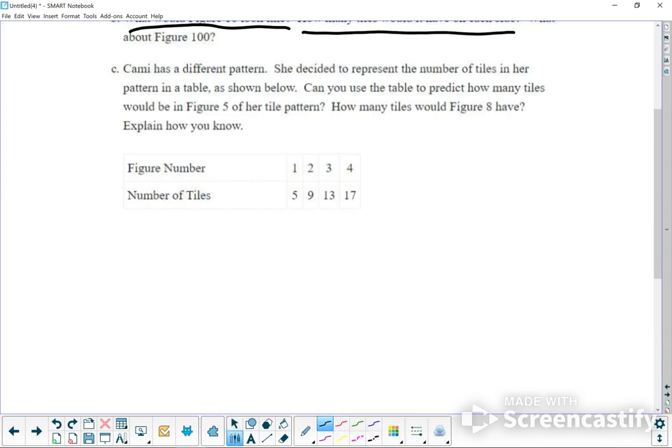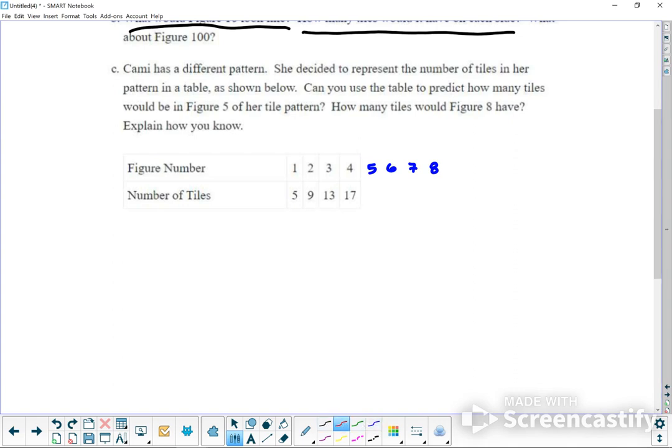All right, so here's your table. Now you're going to have to spend a little bit of time. Let's see. So the figure number goes 1, 2, 3, 4, and then I'm assuming the next one's going to be 5, 6, 7, and 8 is what we're after. And maybe we don't need to go all the way to 8. Maybe we can find a pattern.